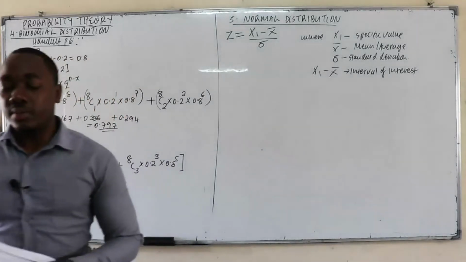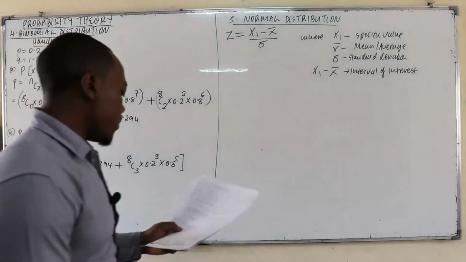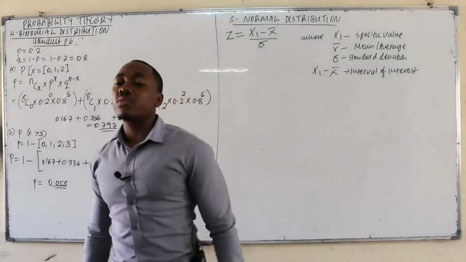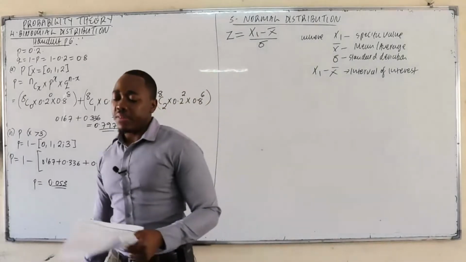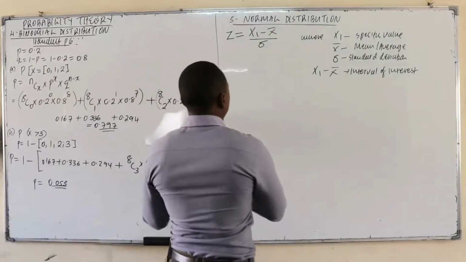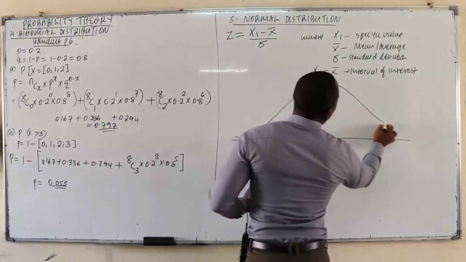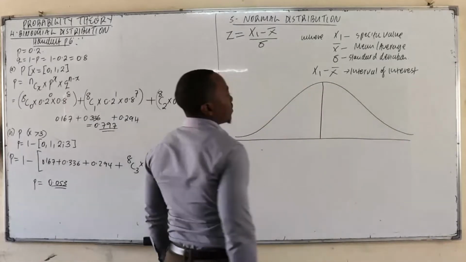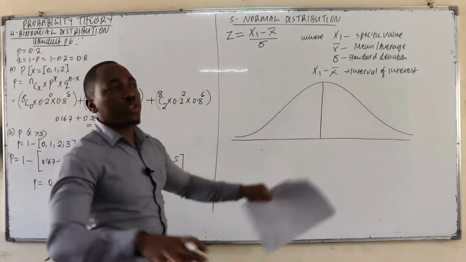The function for this distribution is then plotted as follows. So first of all, that's what you call a normal curve. And for a normal curve, remember, we know that the probability should always equal one.